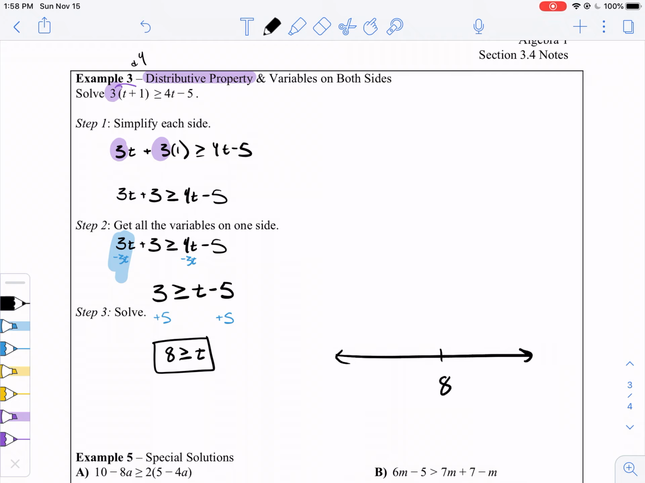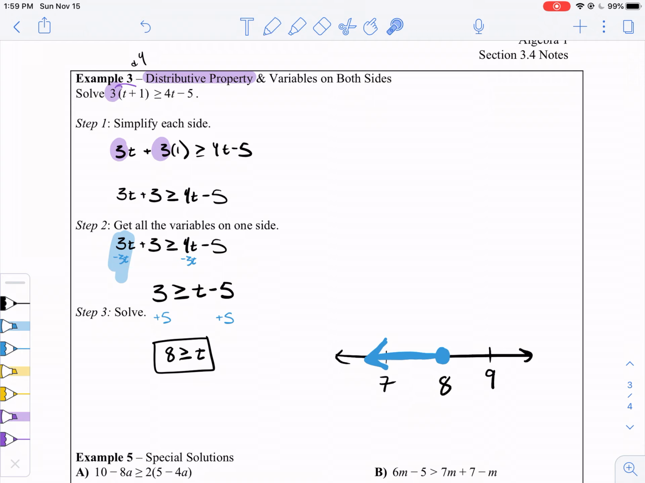So we have 8, 7, 9. We have a greater than or equal to, so that's a solid circle. And if 8 is greater than or equal to t, let's check. Does 7 work? Well, 8 is greater than or equal to 7. So yes, we're going to go this way. Ta-da! Because 8 is greater than or equal to 7.